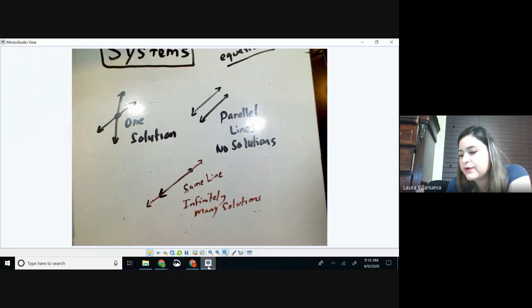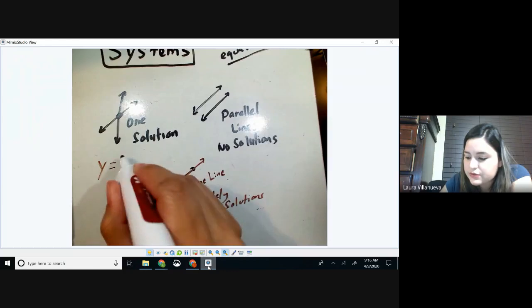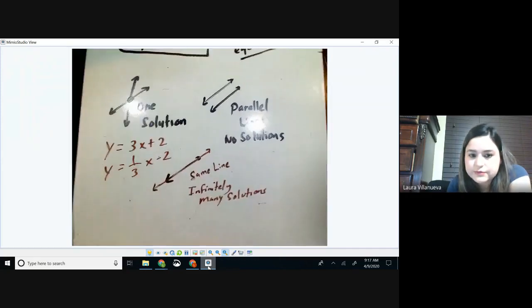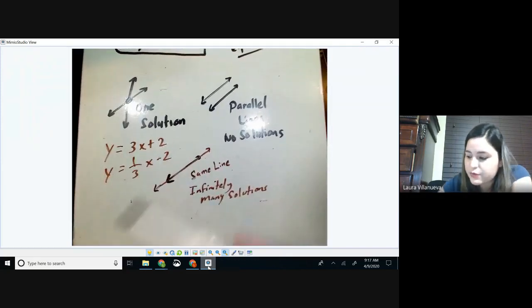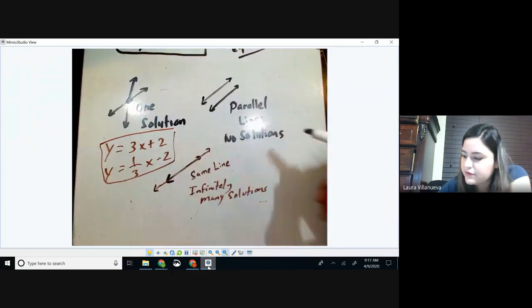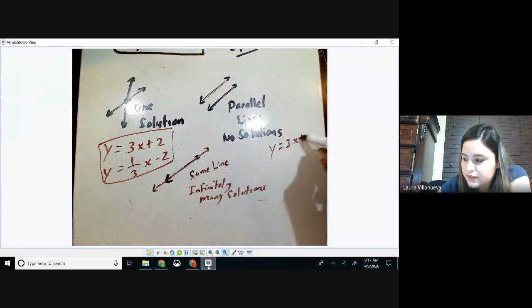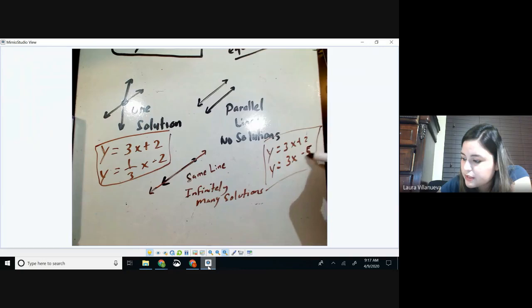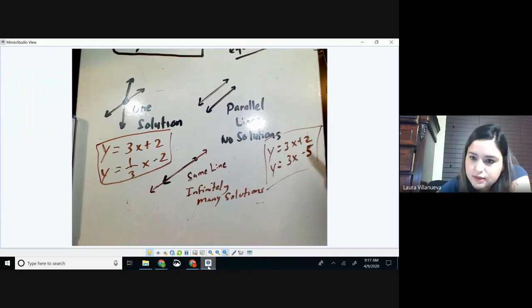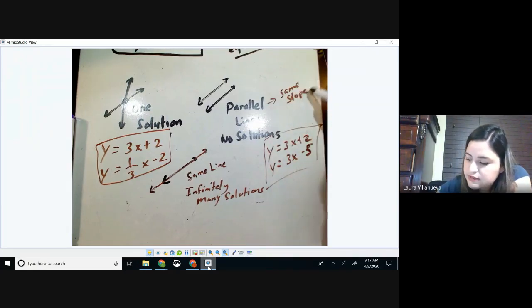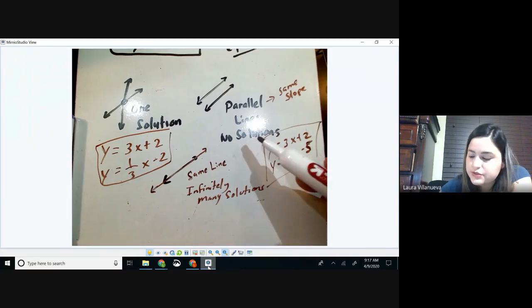And if you have one solution, you're going to have y equals 3x plus 2 and y equals 1/3x minus 2. So if you have something like this where the slope is different, then you have one solution. If your slope is the same, where the threes are the same, but the number here is different, it's not the same line, it's the same slope. Remember that parallel lines have the same slope. So if it has the same slope, then your answer is going to be no solution.